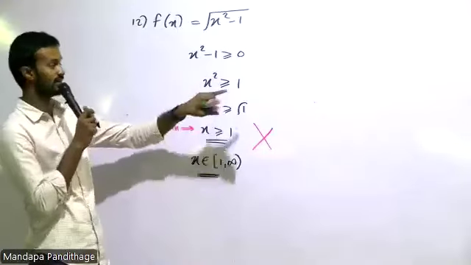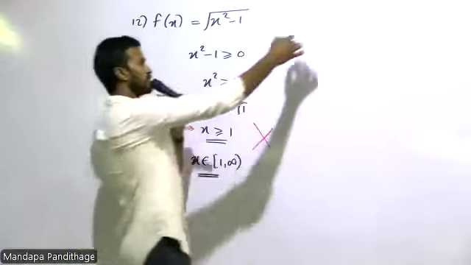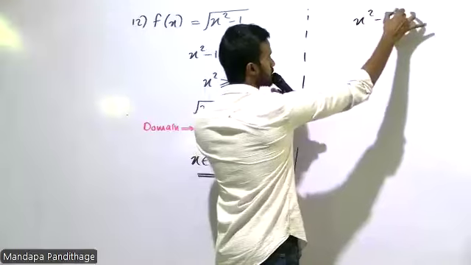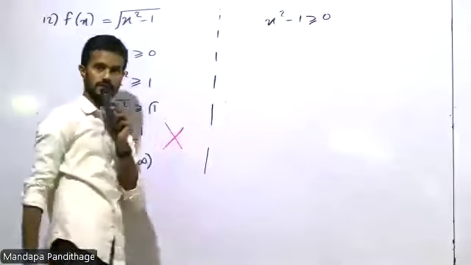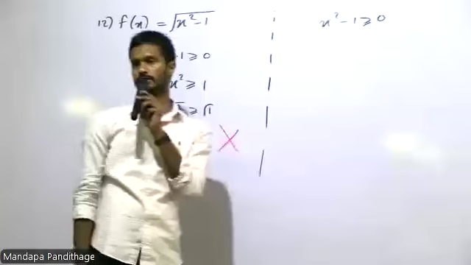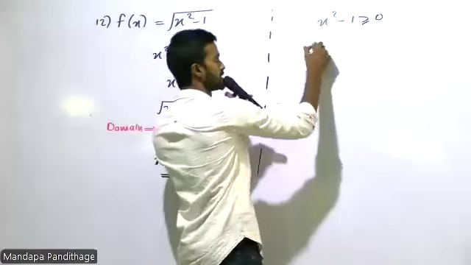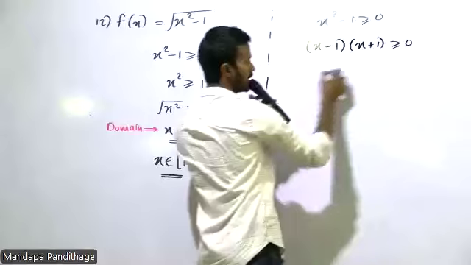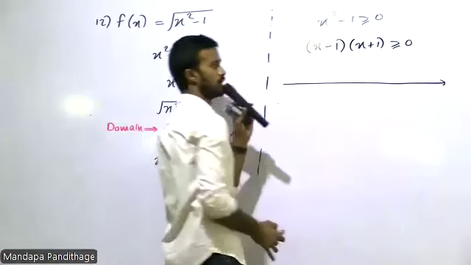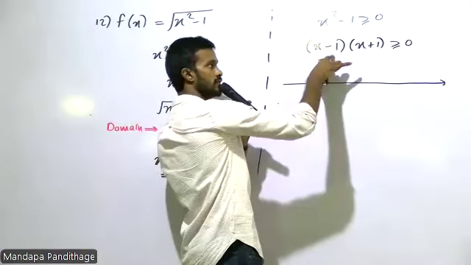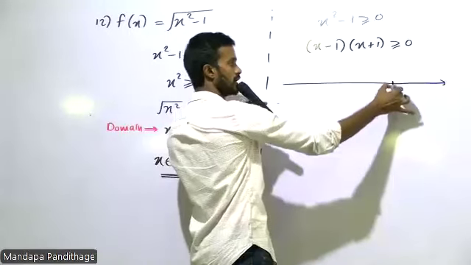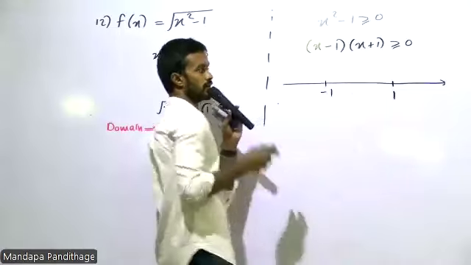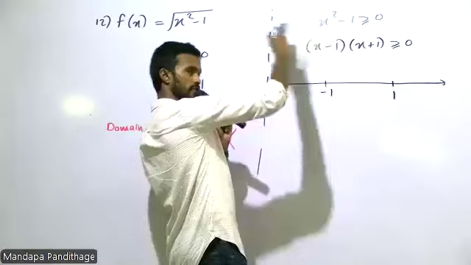Silence, wait. When I have to solve the inequality x squared minus 1 is greater than or equal to 0, we have to use the sign curve method. So what is the sign curve method? Factorize this: (x minus 1)(x plus 1). Take your number line. Mark the values that make these 0. This becomes 0 when x equals 1. This becomes 0 when x equals minus 1. I'm explaining this for the newcomers, not for the students who were there.